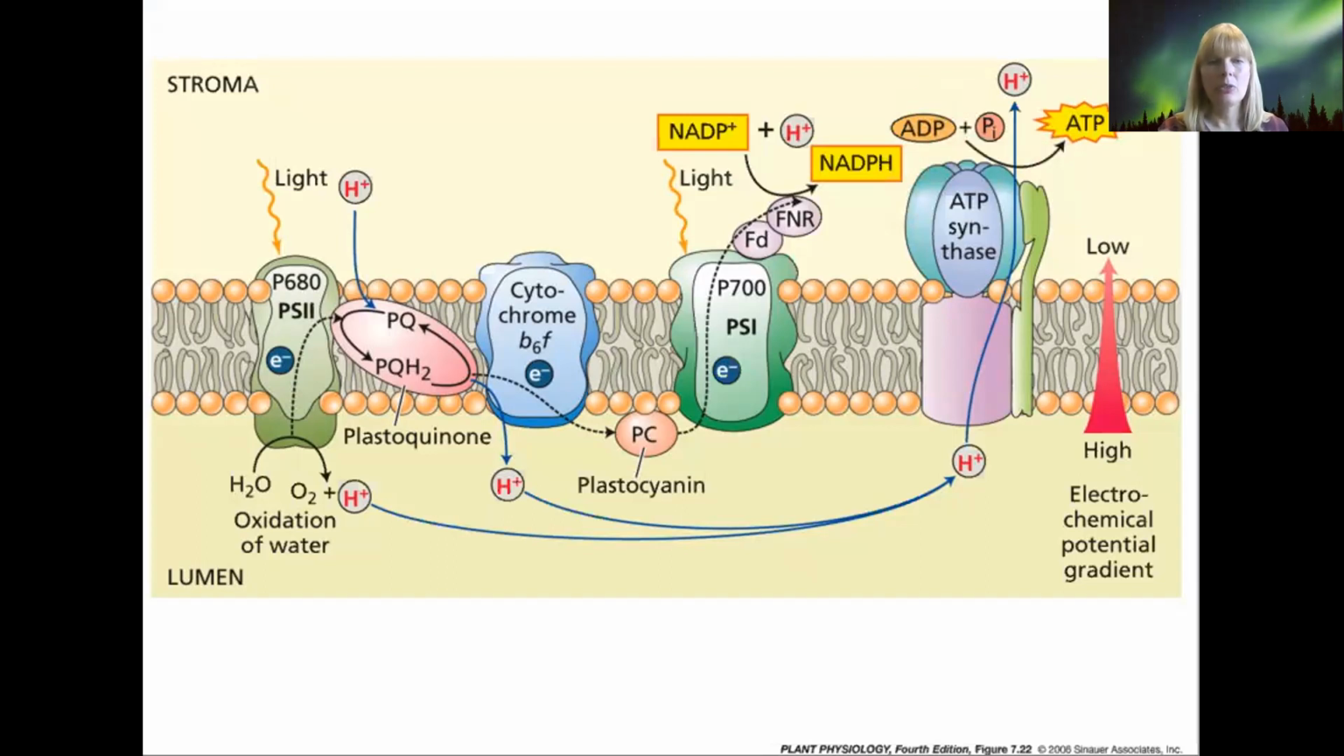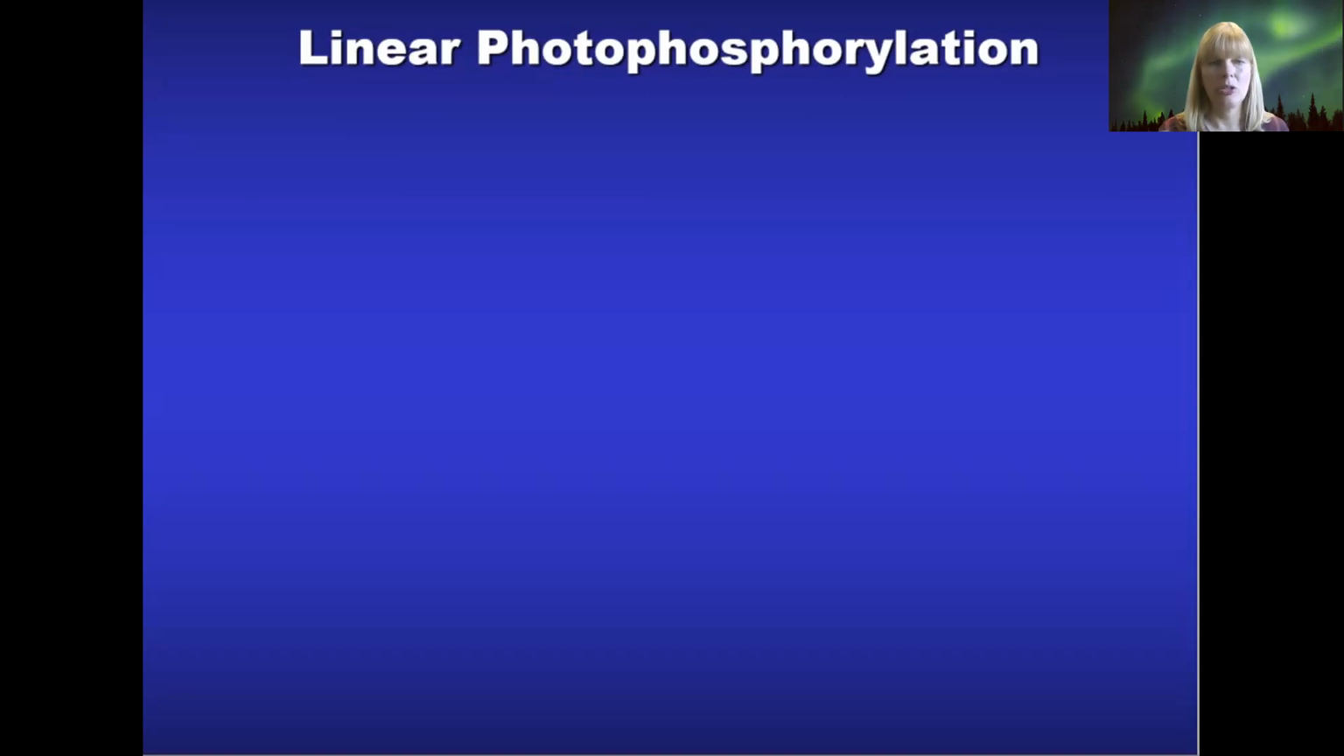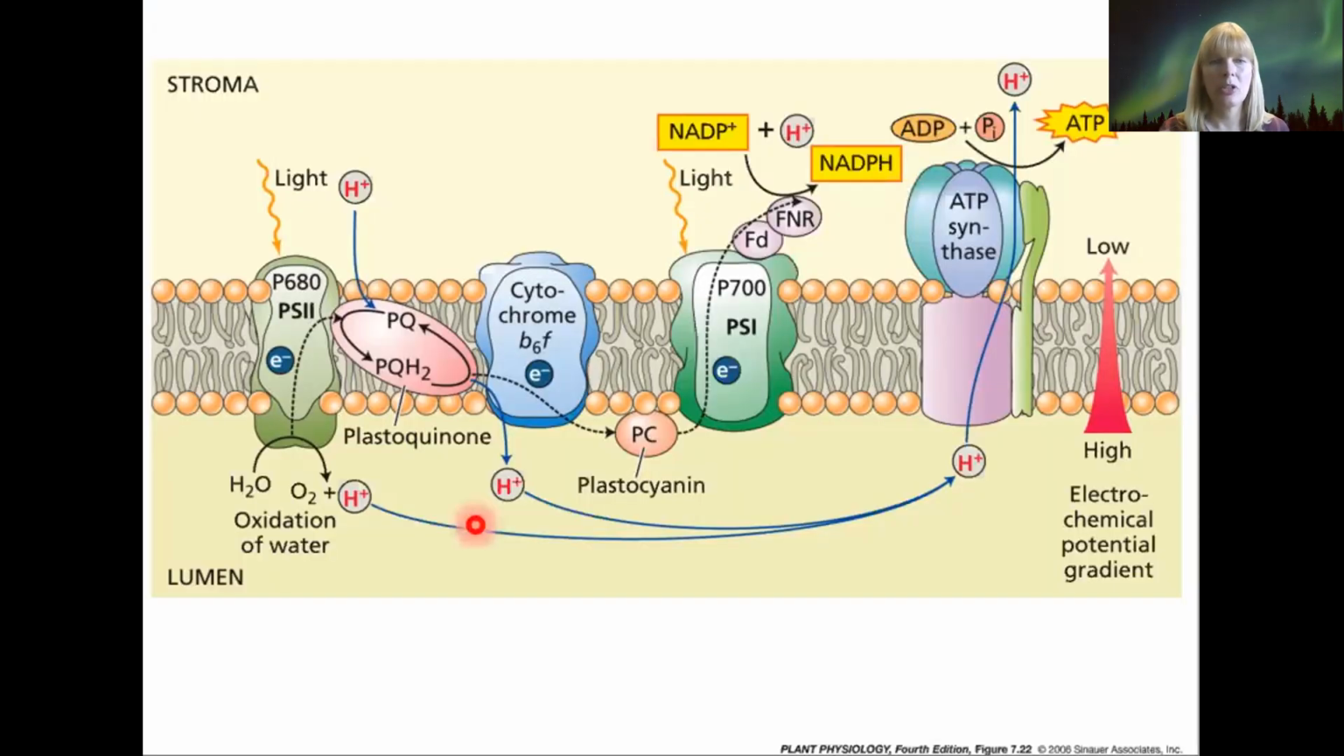So linear photophosphorylation, when you hear that term, what they're describing in just that two-word statement is the idea of this proton gradient that gets established through the light reactions of the electron transport chain. And as those protons diffuse through the ATP synthase, that allows for ADP to get phosphorylated, and you get the synthesis of ATP.